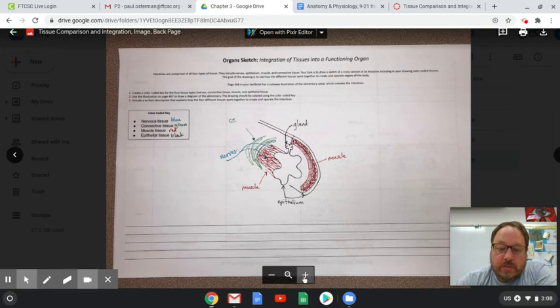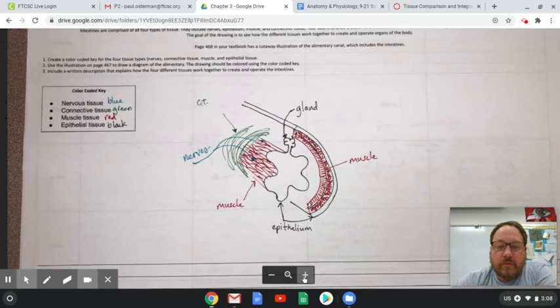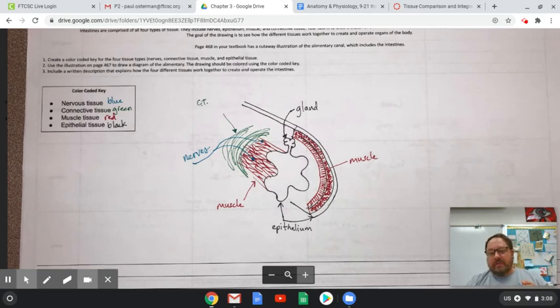Okay. So if we zoom in, we've got four types of tissue, and what we're doing is taking a cutaway or a cross section of the small intestine. So this is sort of like if you imagine the small intestine as a tube, you take a slice and you sort of look at the tube off at an angle.